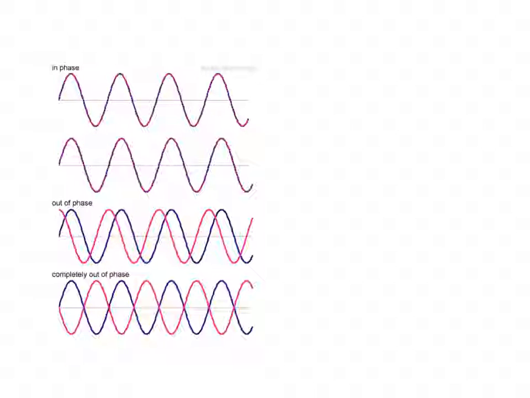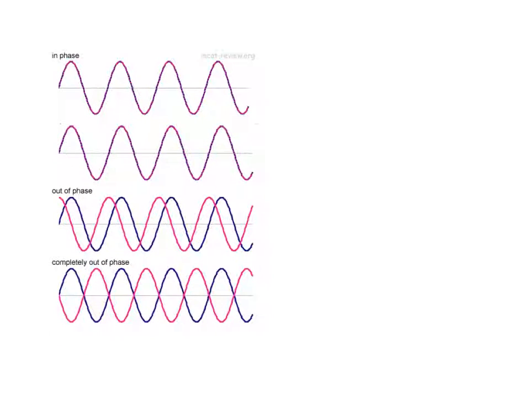We can also talk about waves being in phase with each other or out of phase with each other. These first two graphs are showing two waves that are in phase with one another. It was hard to see in the one picture, but you can see a blue line and a red line exactly on top of each other, making a purplish color. Those waves are completely in phase. If I were to superimpose this wave on top of this one, they would blend together.